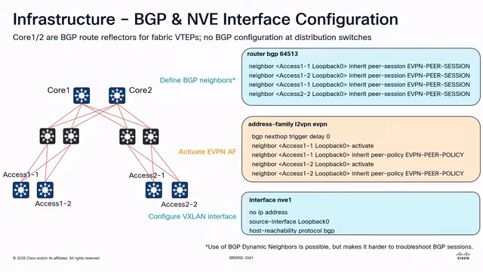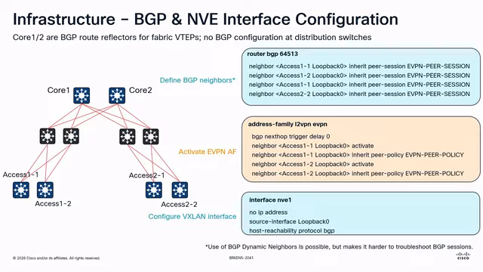BGP dynamic neighbors work. The downside is that the troubleshooting will become a bit more complicated because for me, the first step when I'm troubleshooting BGP is checking if the session is up or not. And when you go to the core switch and type show ip bgp neighbor, you will not see the down sessions with dynamic neighbors. Dynamic neighbors only show the up sessions. So that's pretty much it.